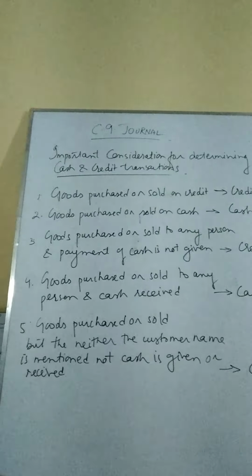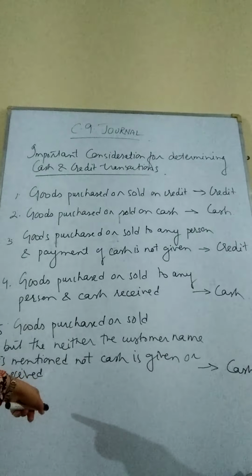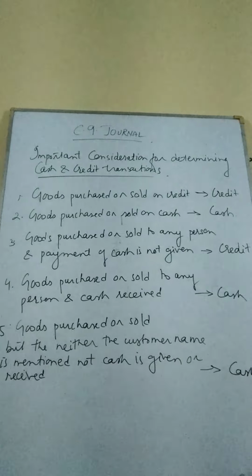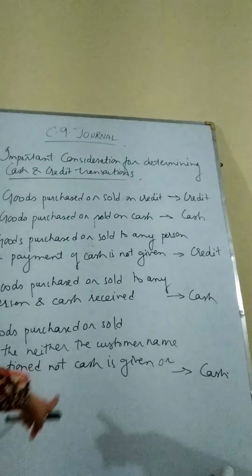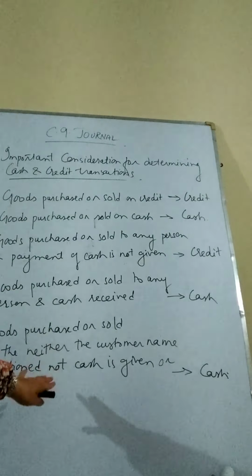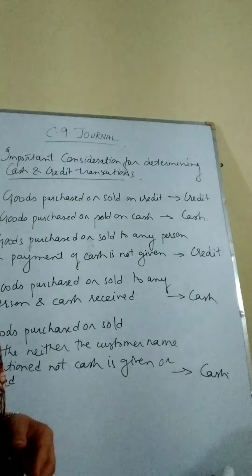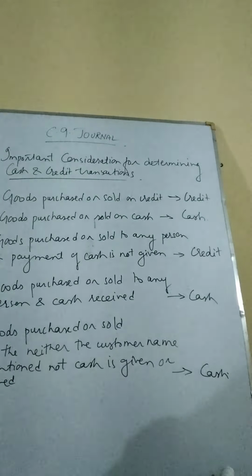So if goods are purchased or sold but the name of the customer is not mentioned, and it is also not mentioned whether cash has been received or paid, then we consider it a cash transaction. We have to remember all these 5 points very carefully before making any journal entry. These are the 5 important considerations.